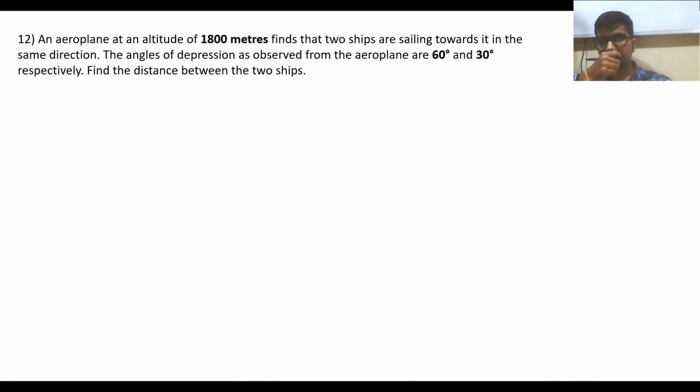And the last aeroplane sum is this. An aeroplane at an altitude of 1800 meters is very far away. It's very heighted aeroplane. 1800 meters. Observe two ships are sailing towards it in the same direction. That means ships are in the same direction. So दो ship रहेगा.